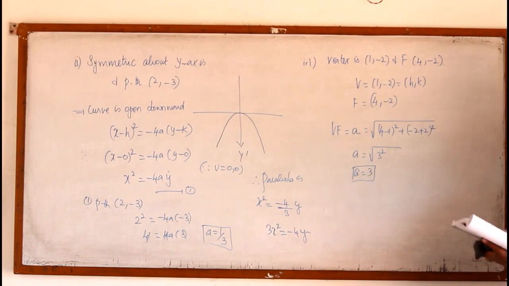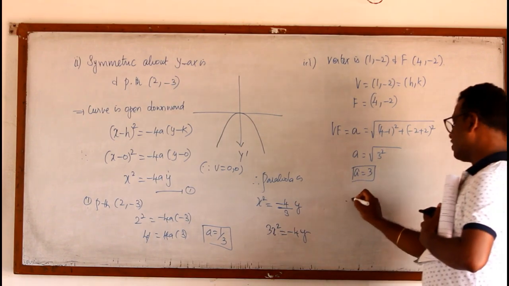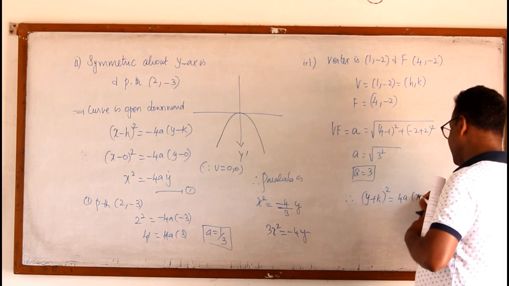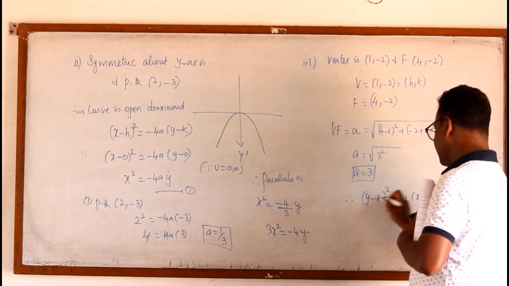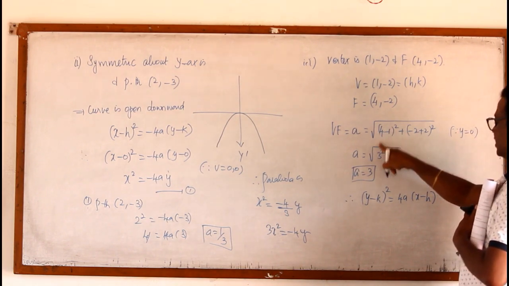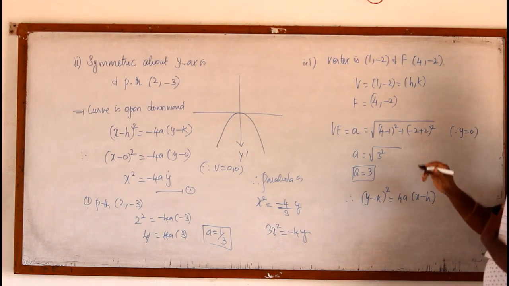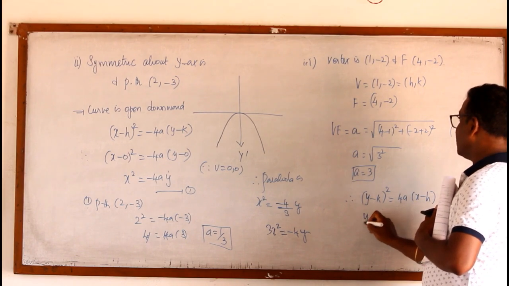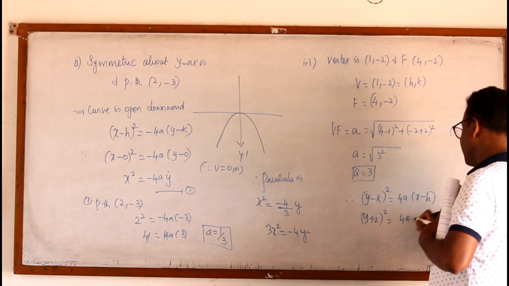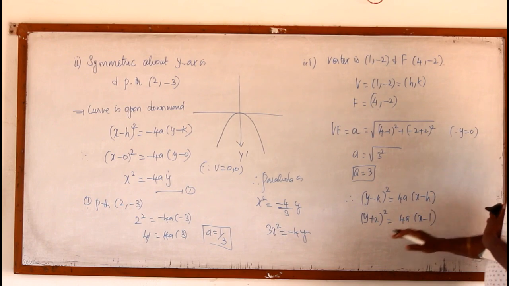Now, y is becoming 0. That means the curve starts with y. Therefore, it is (y - k) whole square equal to 4a into (x - h). Here x is existing, y is 0. Therefore, it starts with the y, we can say. Now, the vertex is (1, -2), so it is (y + 2) whole square equal to 4a into (x - 1). Now, this is our equation.